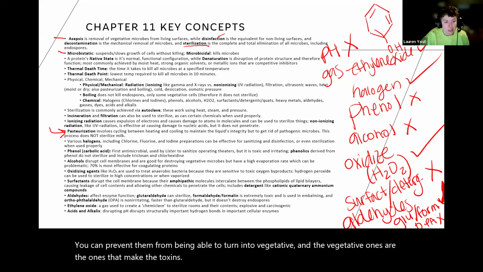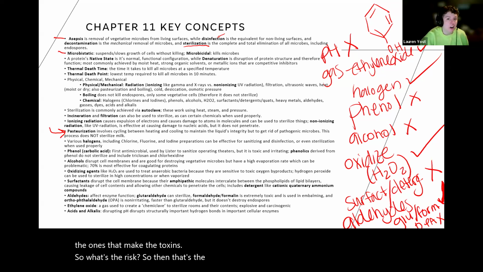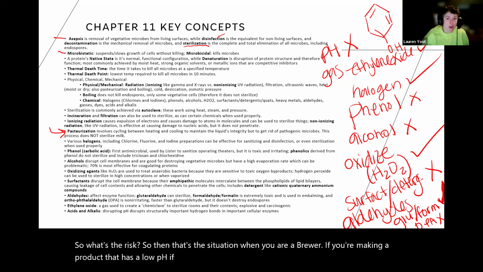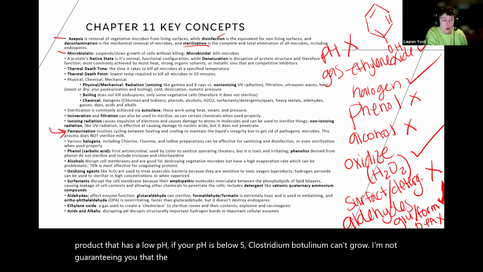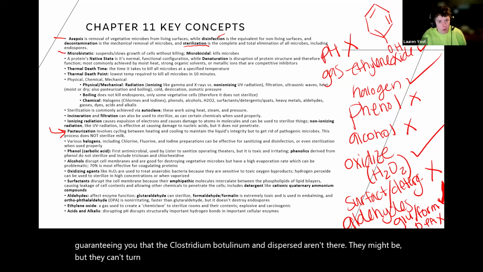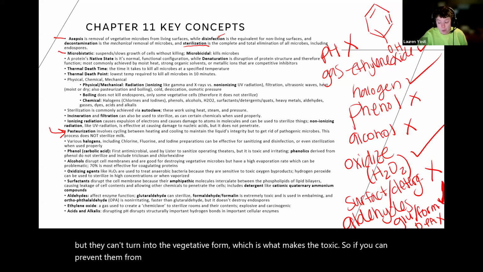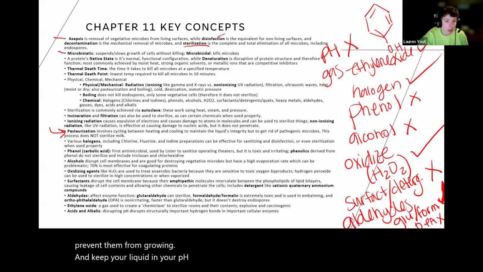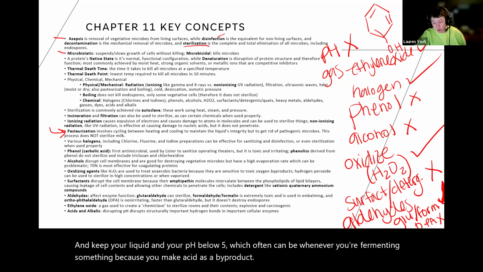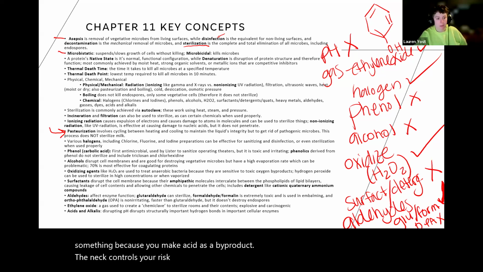So what's the risk? That's the situation when you are a brewer making a product that has a low pH. If your pH is below 5, Clostridium botulinum can't grow. I'm not guaranteeing that the endospores aren't there. They might be, but they can't turn into the vegetative form, which is what makes the toxin. So if you keep your liquid pH below 5, which it often can be whenever you're fermenting something because you make acid as a byproduct, that controls your risk for botulism.